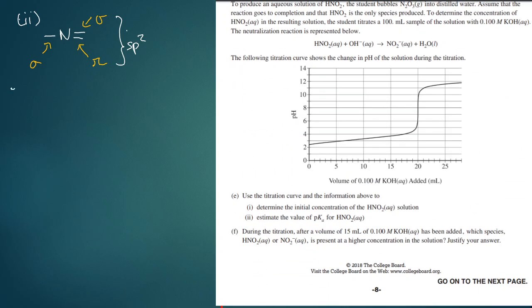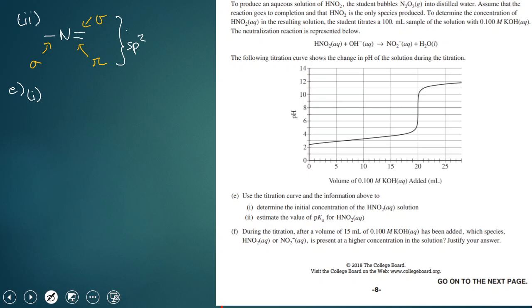Okay, now we get into some slightly more challenging questions, because now we have a titration. So to produce an aqueous solution of HNO2, we bubble N2O3 into distilled water, the reaction goes to completion, and we only have HNO2. And then we titrate HNO2 with KOH, so potassium hydroxide, at 0.1 molar. We titrate 100 ml of that, and we form the NO2 ion and water. And we're given this titration curve.